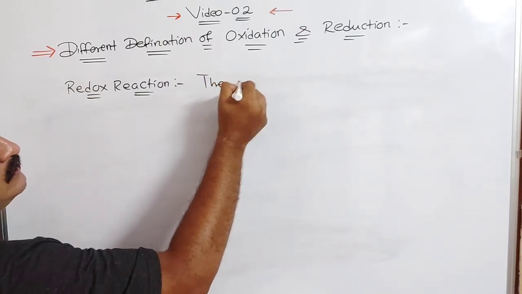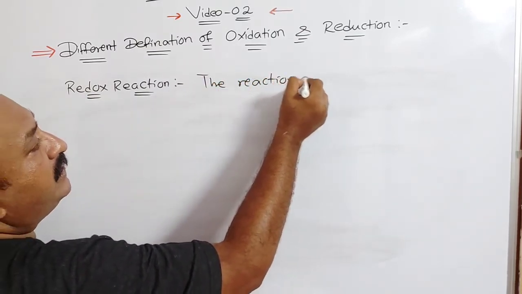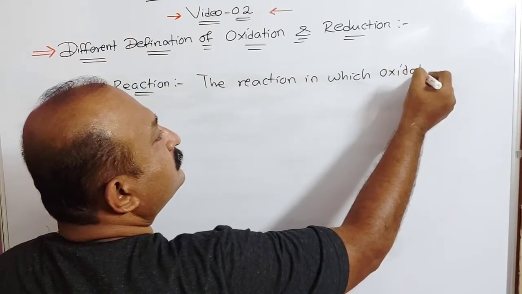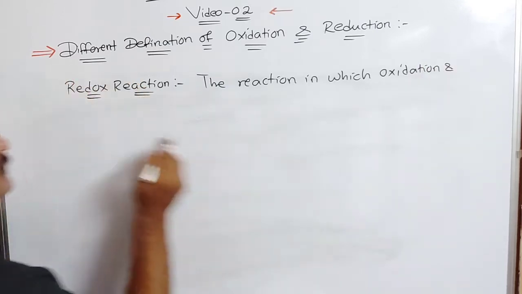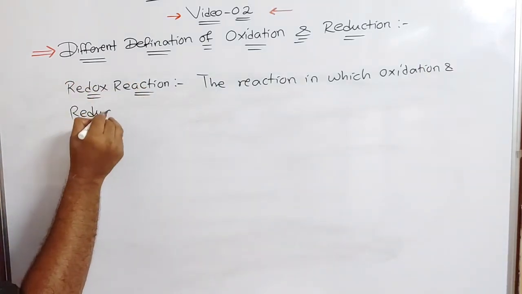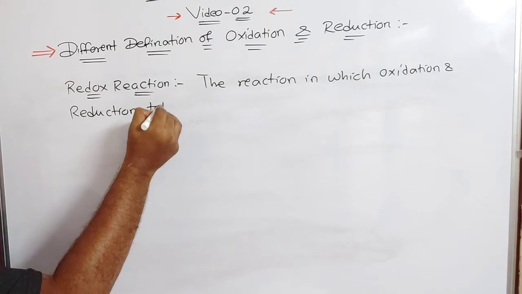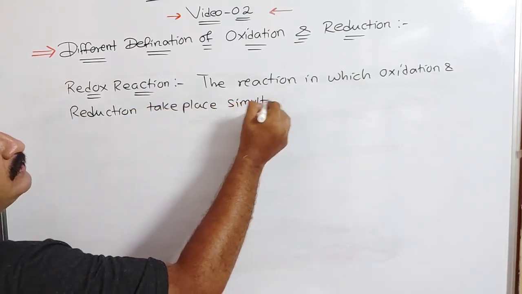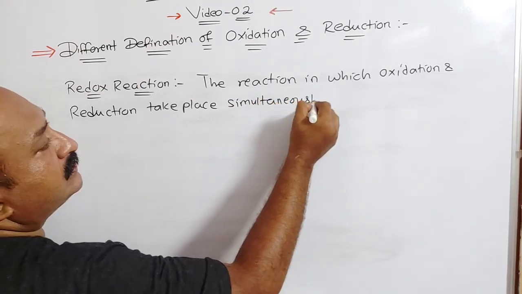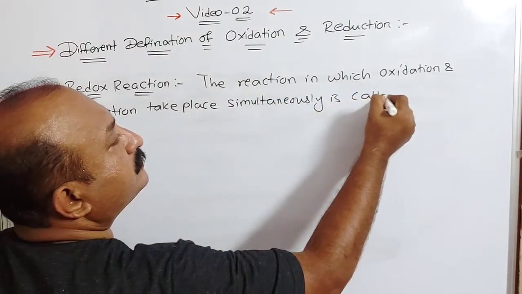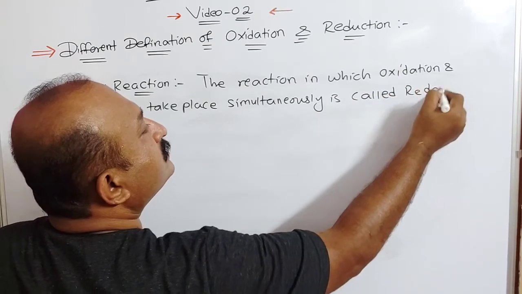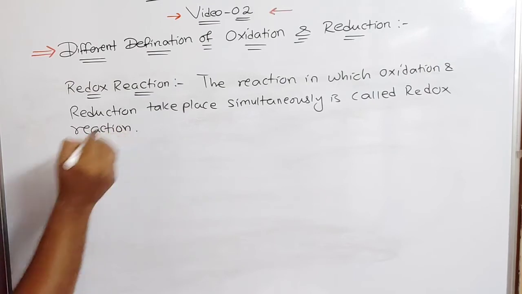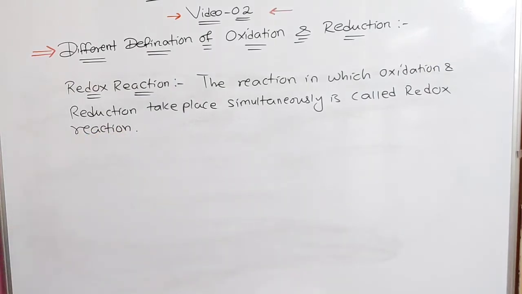The reaction in which oxidation and reduction take place simultaneously is called redox reaction. What is it called? Redox reaction. Okay. So both things take place simultaneously.